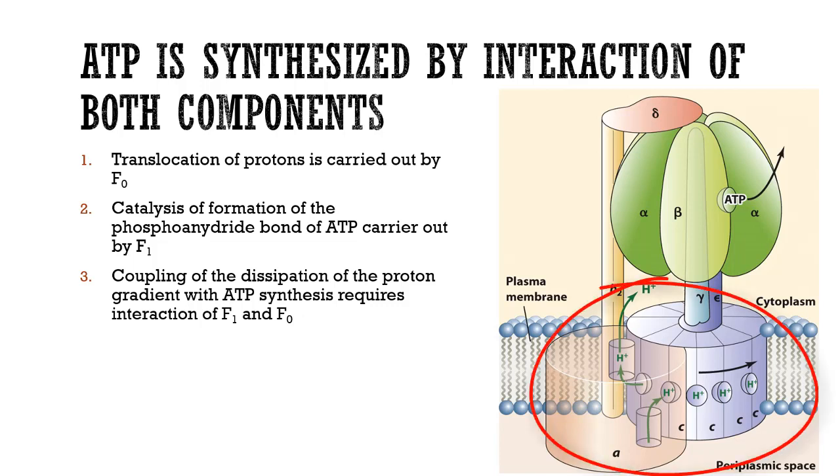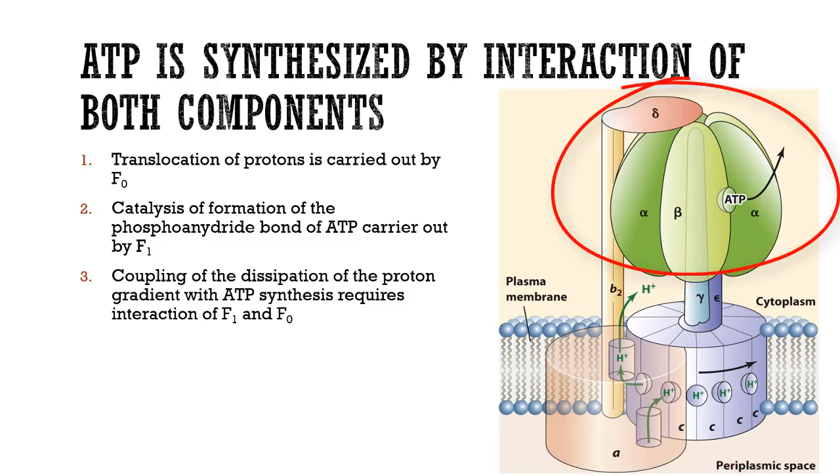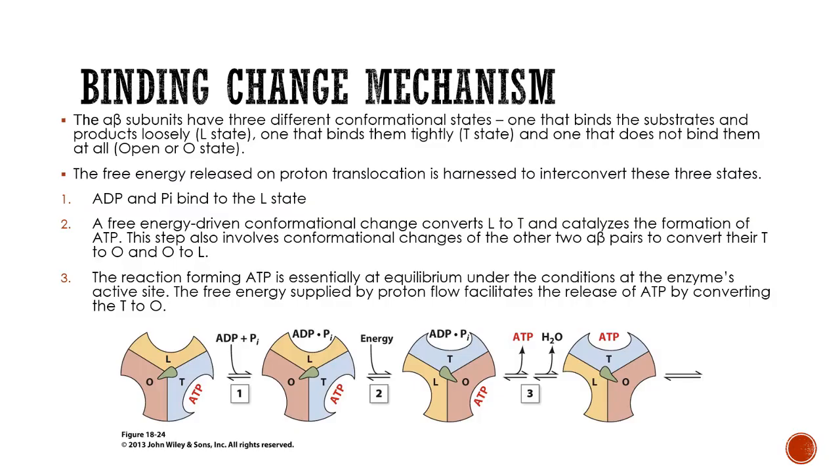Translocation of the protons is carried out by the F0 subunit, while the formation of the phosphoanhydride bond of ATP is catalyzed by F1. The catalysis to make ATP from ADP is governed by a binding change mechanism. In this mechanism, each of the alpha-beta subunits alternate between one of 3 conformational states.